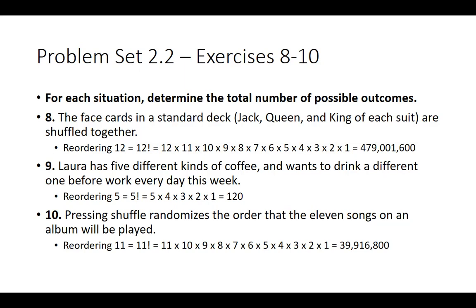That's 12 factorial. So 12 times 11 times 10 times 9 times 8 times 7 times 6 times 5 times 4 times 3 times 2 times 1. And that works out to 479,001,600. So if you shuffled together the face cards from a standard deck of cards, you'd have 12 cards, and there would be 479,001,600 different ways for them to come up.